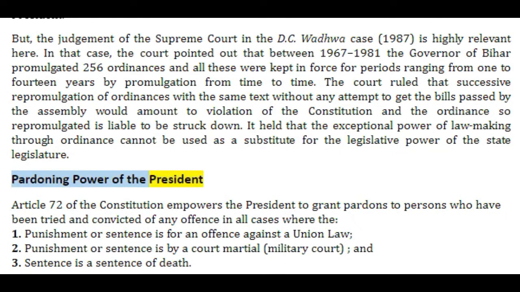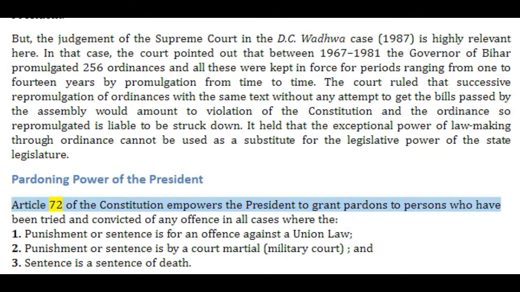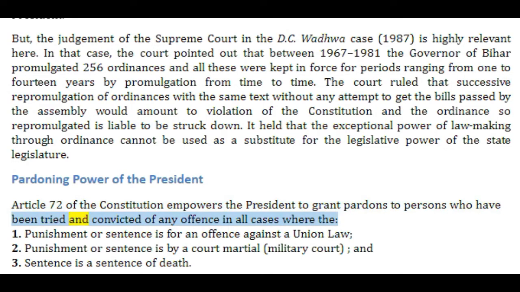Pardoning power of the President. Article 72 of the Constitution empowers the President to grant pardons to persons who have been tried and convicted of any offense in all cases where: 1. Punishment or sentence is for an offense against a Union law, 2. Punishment or sentence is by a court-martial, military court, and 3. Sentence is a sentence of death.